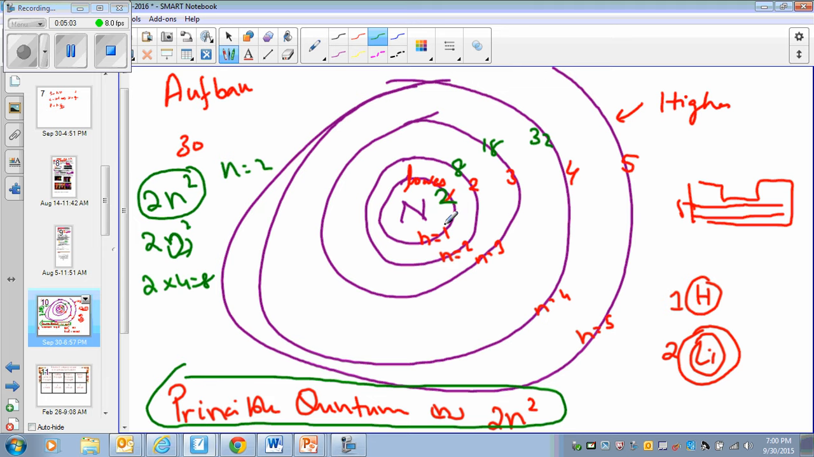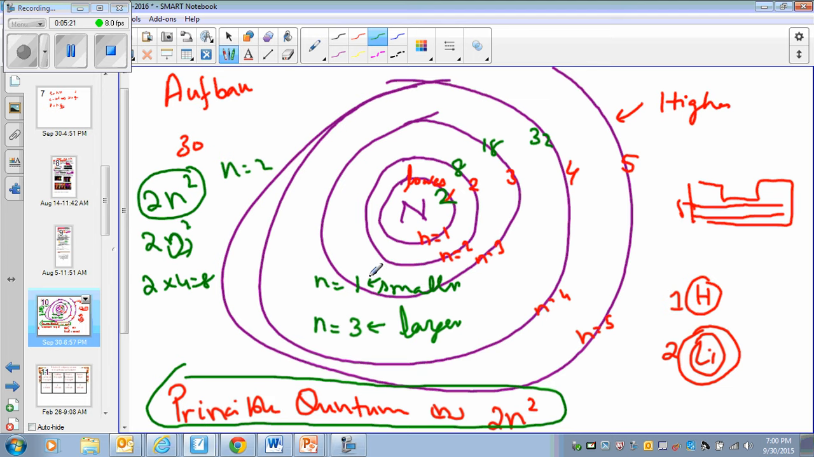And this gives us the size of the atom. So if the element's maximum energy level is 3 versus an element whose maximum energy level is 1, it tells me that this one is going to be larger in size because it has 3 energy levels around it, compared to this one, which will be smaller in size because it has only 1 energy level around it.